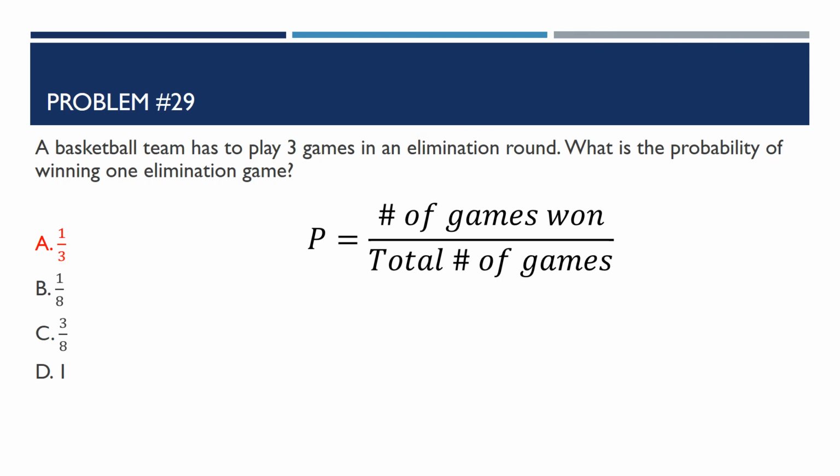To get a probability, this is the general formula. The numerator should be the event, and the denominator will be the total number of possible results. In this case, the event that we want to know is the number of times we win, which is, it's given, it must be one game. So we have 1, and then the total number of games is over 3, so it's 1/3.